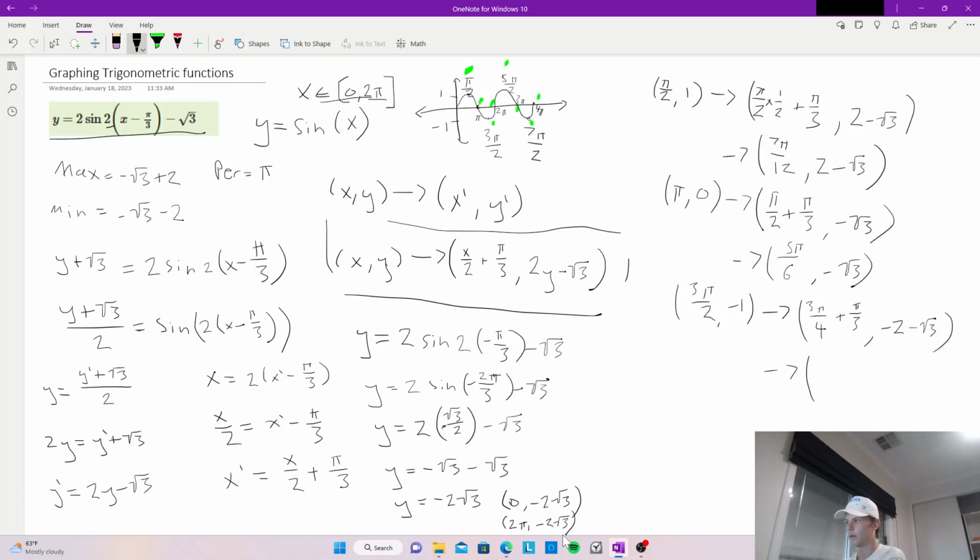So times this by 9. I want to say that's 13 pi over 12. I really hope it is. Let me just have another quick think. Yeah, that'll do.